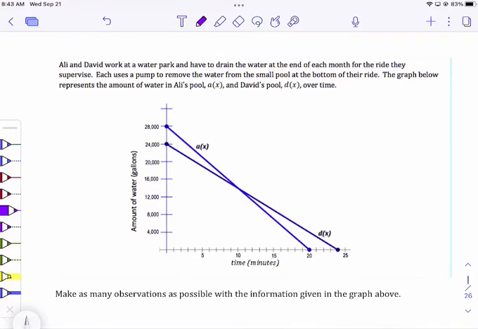Now, it doesn't really say if this is Allie, like a girl's name, or Ali. I don't know. What are you guys thinking, Allie or Ali?